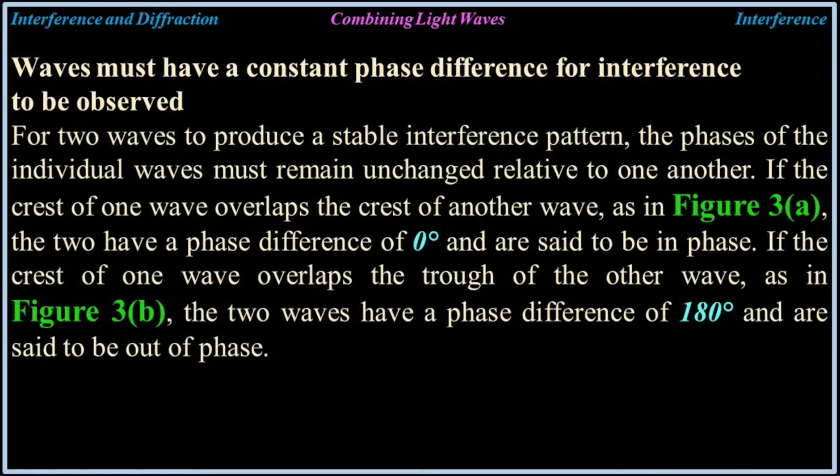For two waves to produce a stable interference pattern, the phases of the individual waves must remain unchanged relative to one another. If the crests of one wave overlap the crests of another, as in Figure 3a, the two have a phase difference of 0 degrees and are said to be in phase. If the crest of one wave overlaps the trough of the other wave, as in Figure 3b, the two waves have a phase difference of 180 degrees and are said to be out of phase.